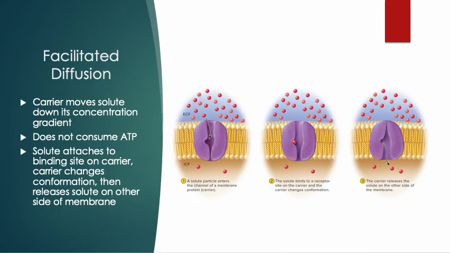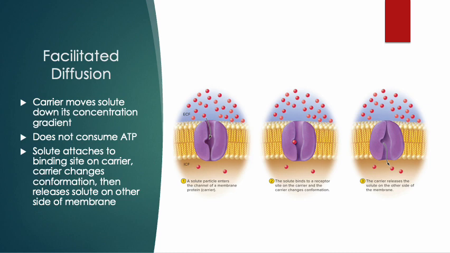So in facilitated diffusion, the carrier moves solutes down a concentration gradient. So it's just like diffusion, where the concentration is going to be higher, either inside or outside the cell, and the solutes are going to move from that area of higher concentration to the area of lower concentration. That is going to happen passively, so no ATP is going to be consumed by the cell.